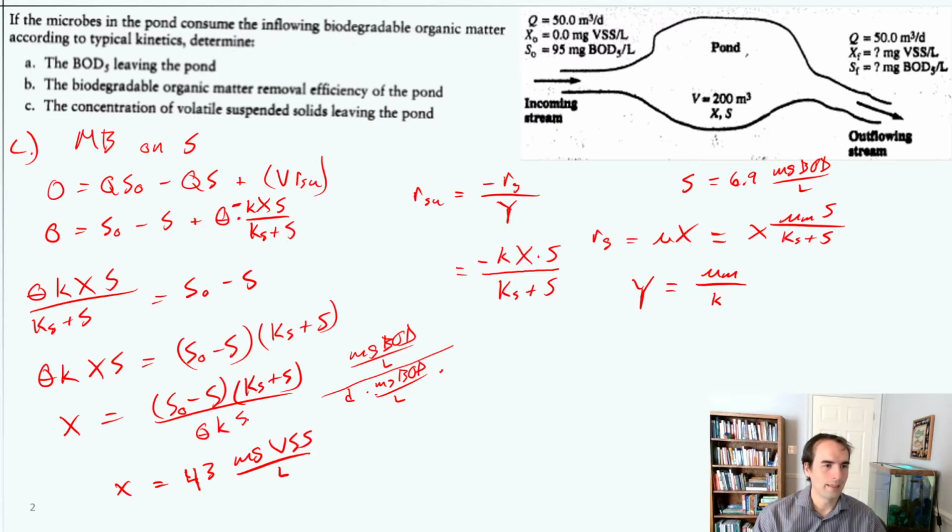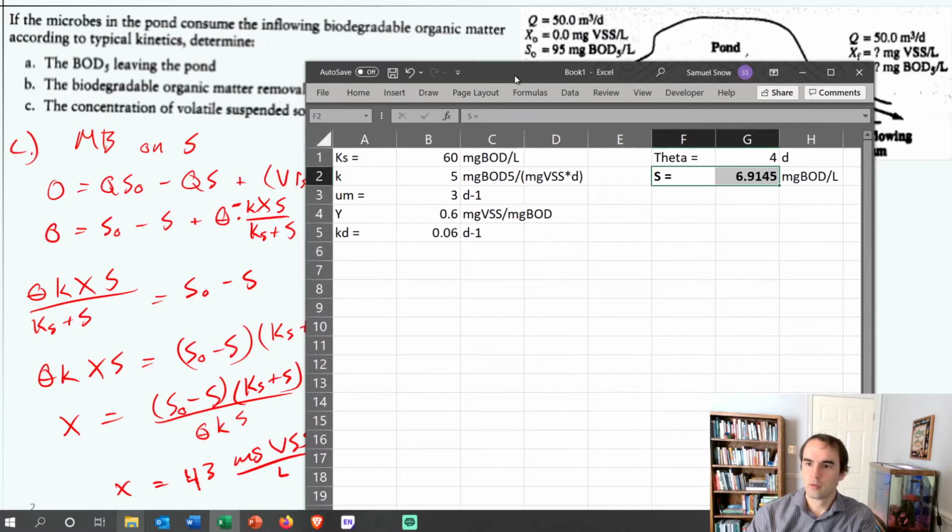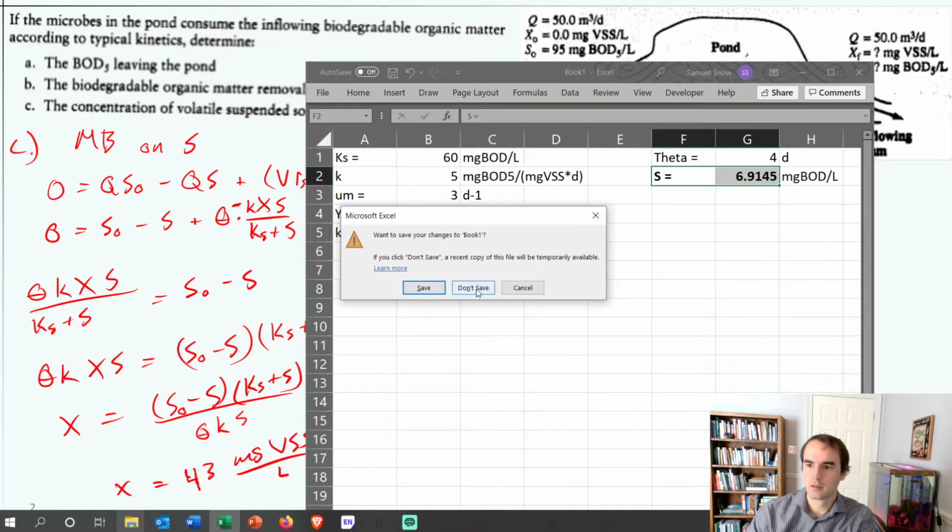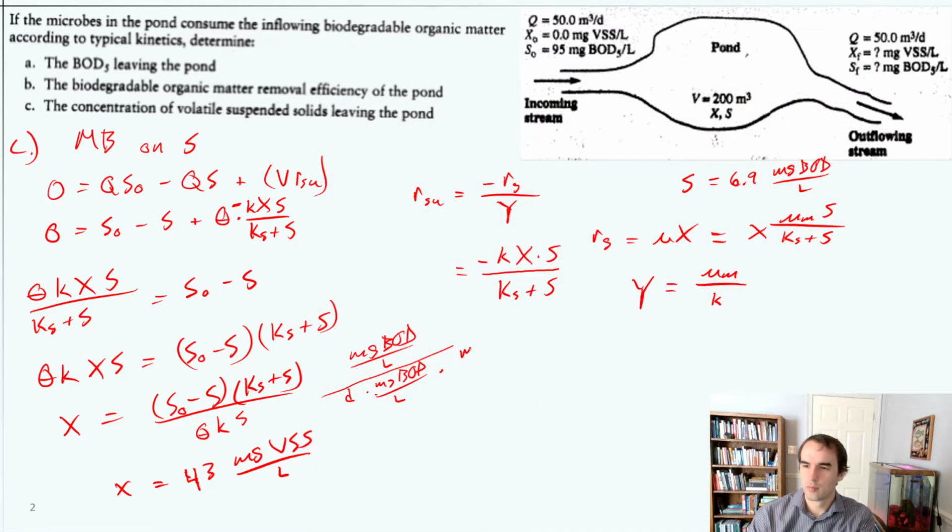Times whatever K is. And then we have to remember what K is. And K, if we were to go back and take a look at our table, or even our Excel sheet, K is in milligrams BOD per milligrams VSS per day. So that's going to be milligrams BOD per milligrams VSS per day.